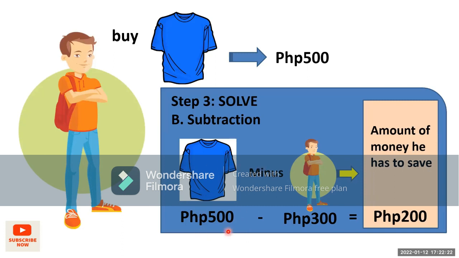Subtract here 500, which is the cost of the shirt, minus the money Elmo has. Okay? And then it will give us 200 pesos. This is the amount of money he has to save.